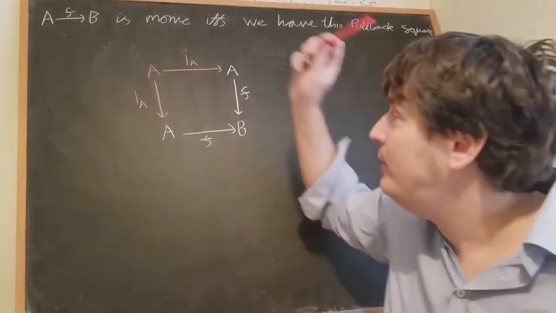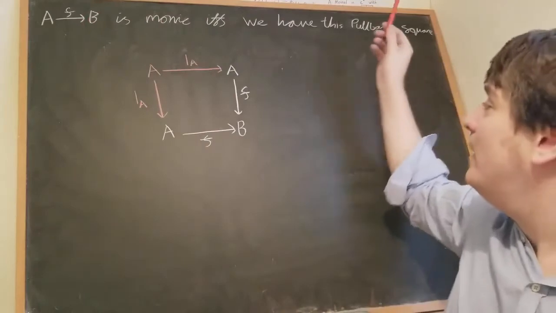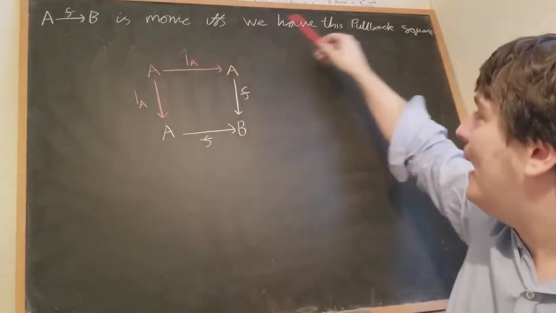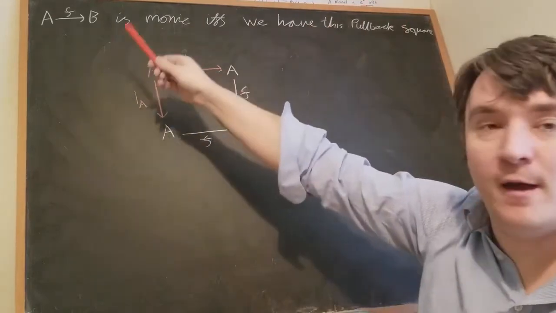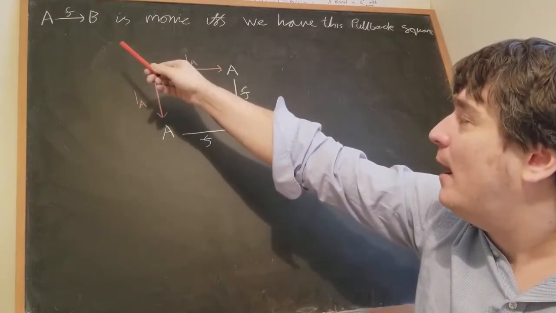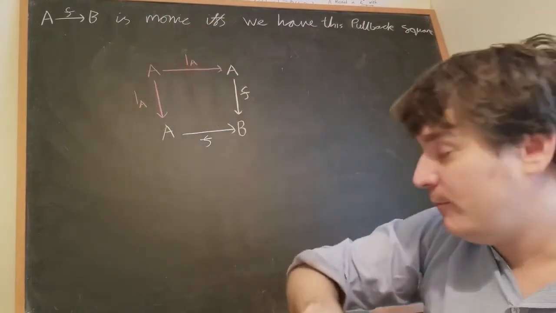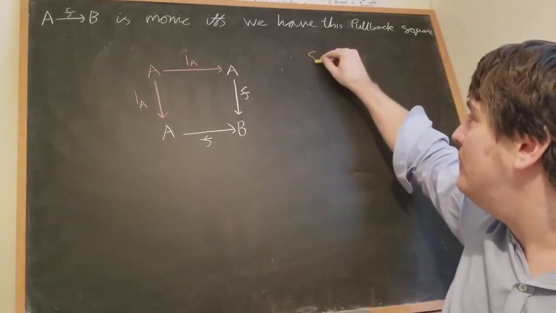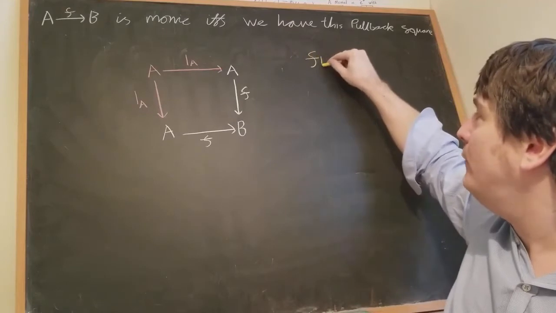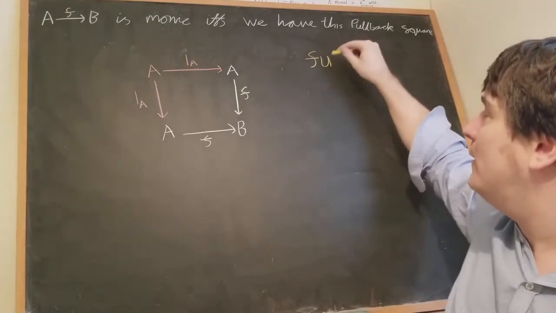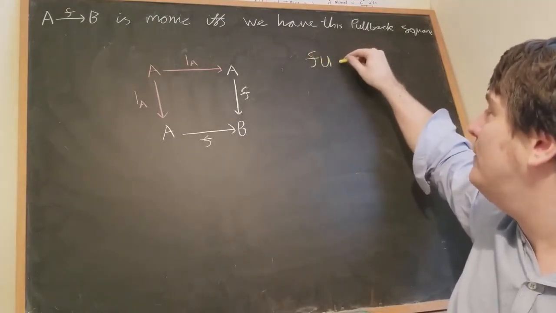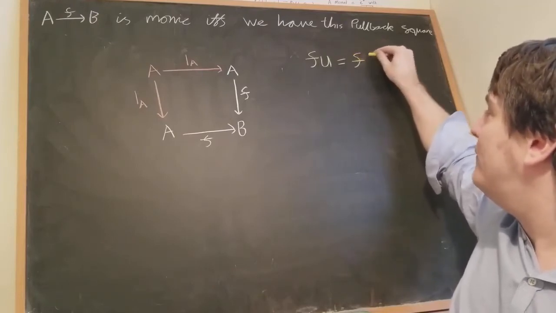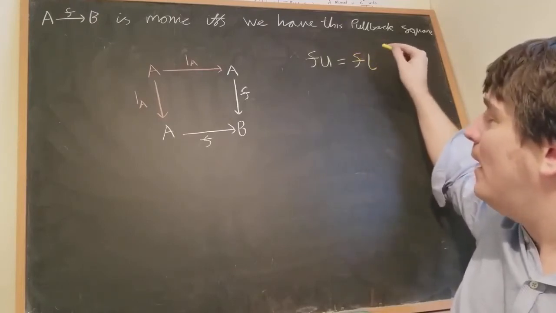So, okay, we've shown that this implies this. Now can we go the other way around? Let's suppose that this is a pullback square, and we want to infer that F is a monomorphism. So we start the same way as usual. We assume that we have two arrows, U and L, parallel arrows into A. We assume that F of U is F of L.